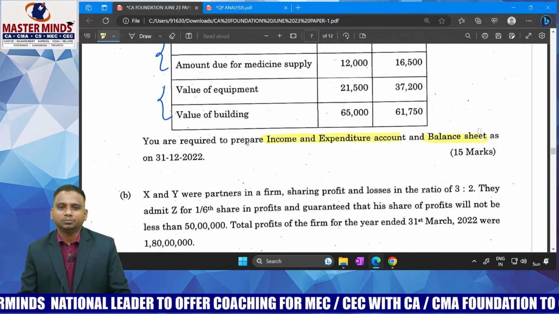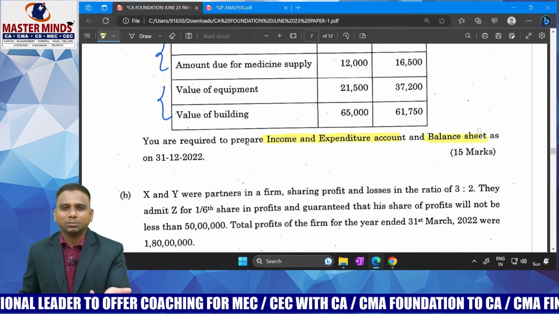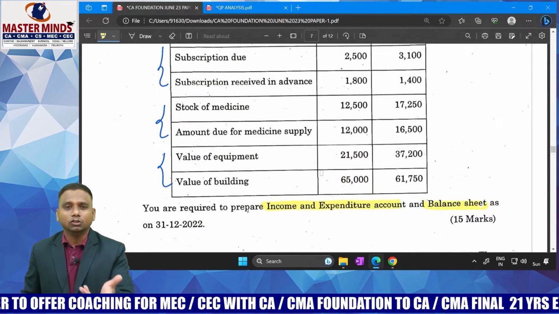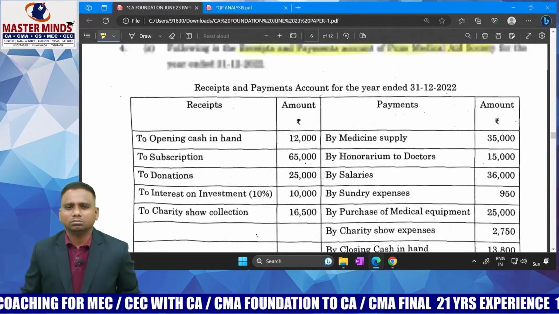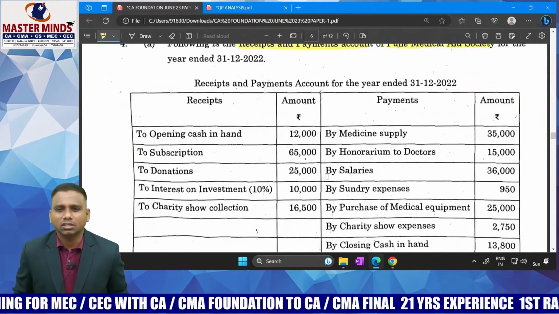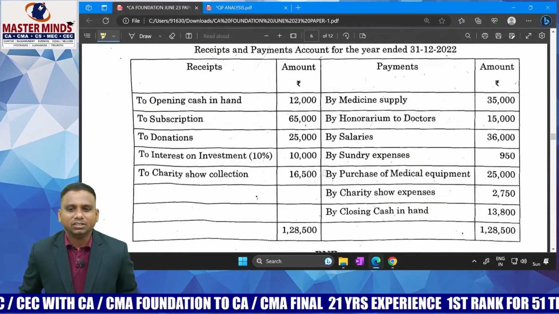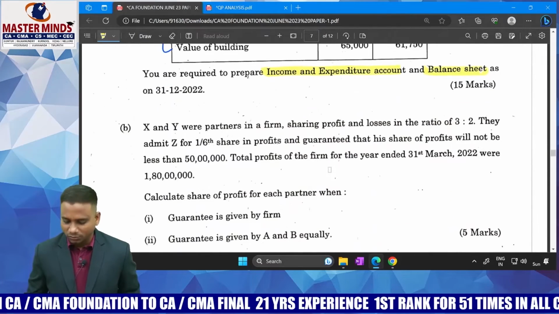That's it. Simple. So apart from income and expenditure account and balance sheet, what are the working notes? Subscription working note and calculation of medicine consumed. These 2 calculations. Apart from that, there is not much difficulty in this question. Easily you can score 15 marks. Yes or no, students? Next one. 15 marks you may score. You can score easily.